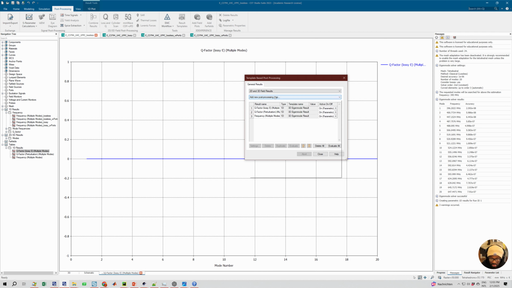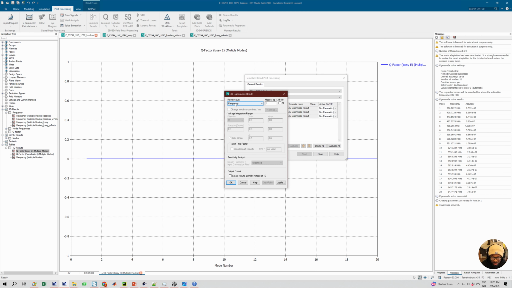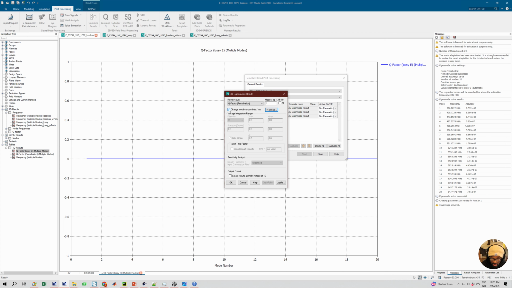So if you go to the result template, and this is also different depending on the version you're using, and then you go to 3D eigenmode result and check. Now on the list you could see Q factor perturbation. What this calculates, if you select this, is that you could change the material conductivity, because the default material conductivity here is that of copper, which is 5.8 e to 7, but you could change it.